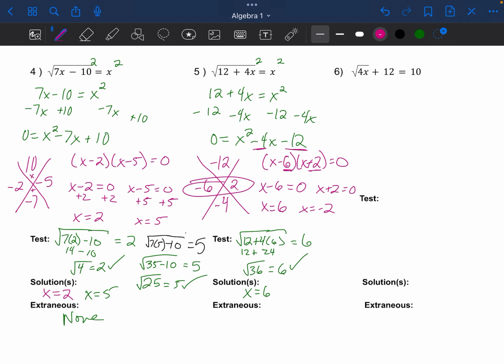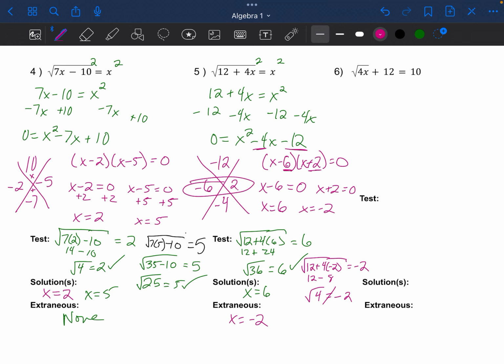Plugging in negative 2. The square root of 12 + 4(-2), and we want to know if that equals negative 2. Well, this would be 12 minus 8, which is 4. The square root of 4 does not equal negative 2, so that means x = -2 is an extraneous solution. So one works, one was a trick, making sure we checked it both times.